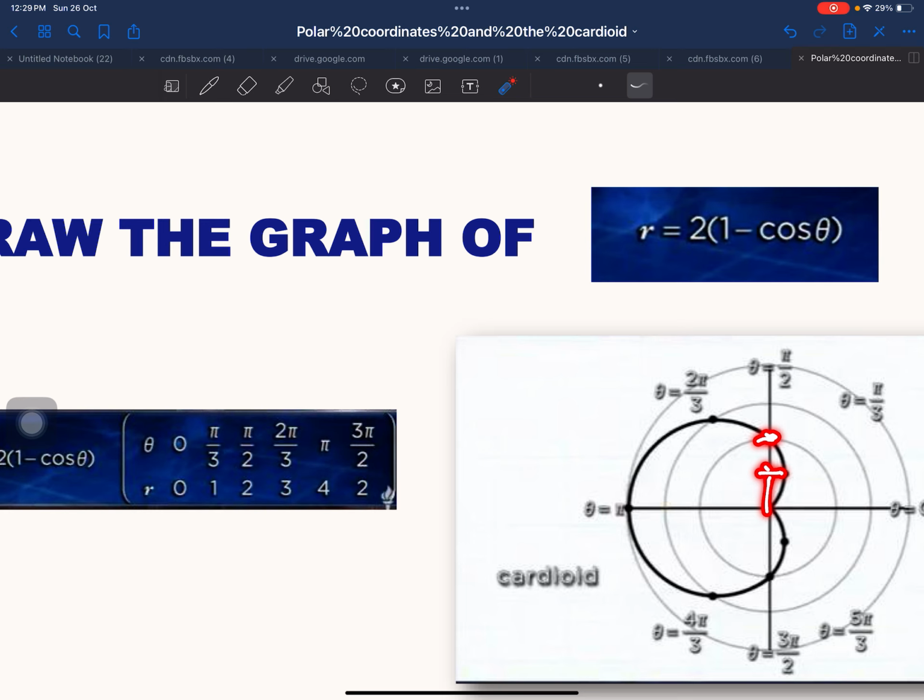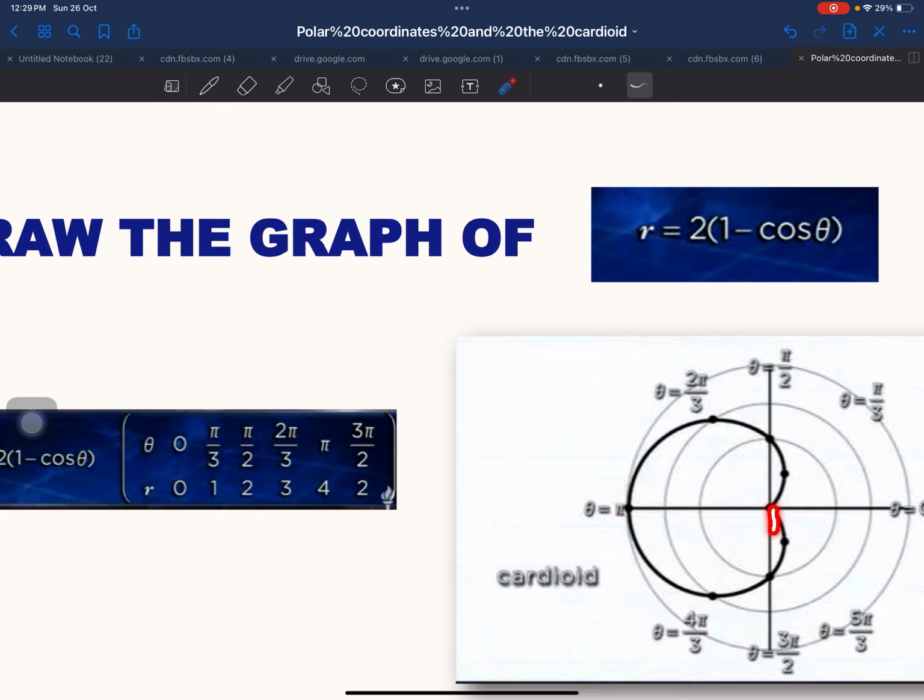And then you have 2 pi over 3, with 3 units: 1 unit, 2 units, 3 units. The next is pi, with 4 units: 1 unit, 2 units, 3 units, 4 units. So this is the other point. Then you have 3 pi over 2, and this is where 3 pi over 2 is, with 2 units. Why is it 2 units?